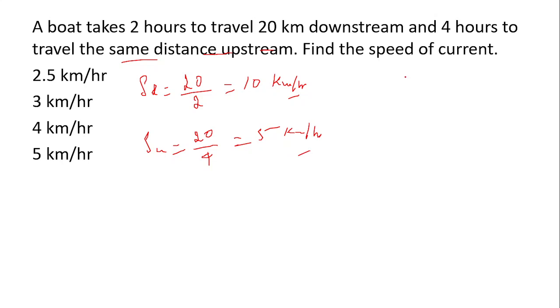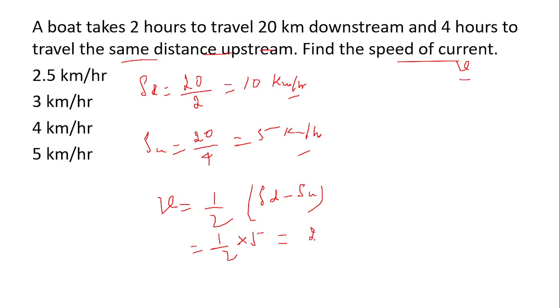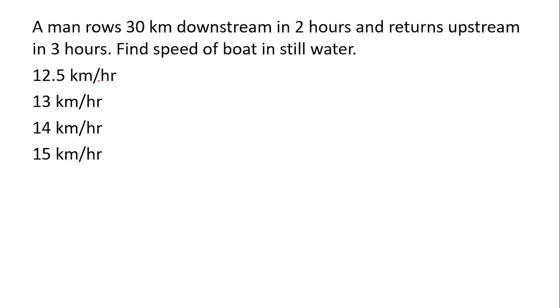So we have both. Find the speed of the current, that is V. We know very well, to find V, we have to take half of the subtraction of both of them: SD minus SU. So this is half of 10 minus 5, which is 5 by 2, that is 2.5. Option A is the right answer. Okay, let's go to the next question.